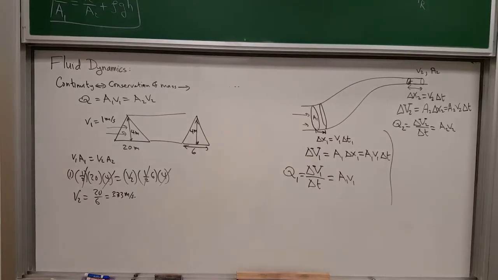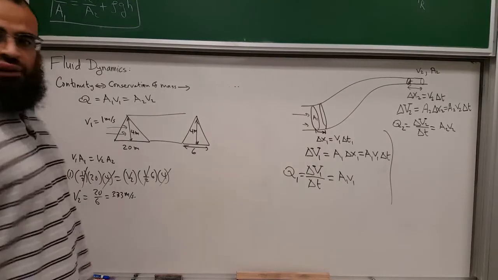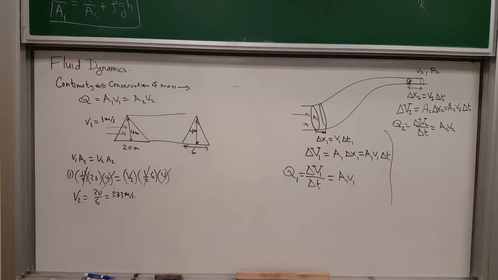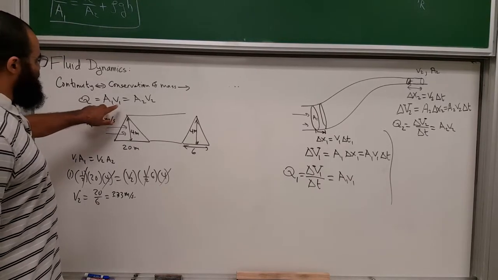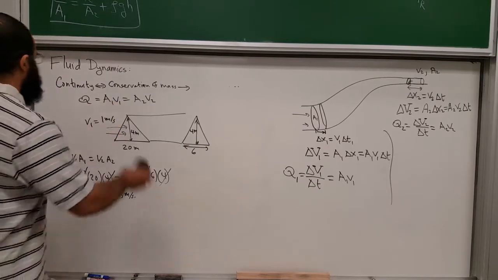Okay, so welcome back. Let's do Bernoulli's equation now. Let me get my eraser. And let's remember this equation here. The flow rate is constant. A1 V1 equals A2 V2. Okay.